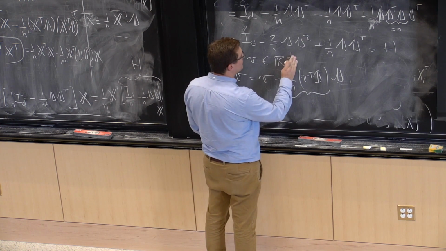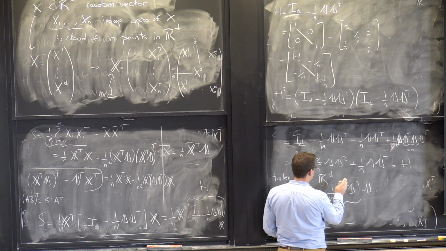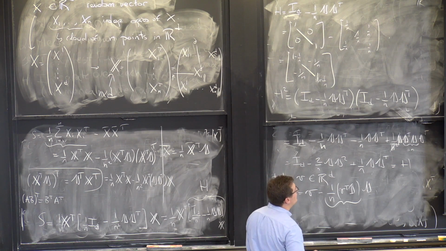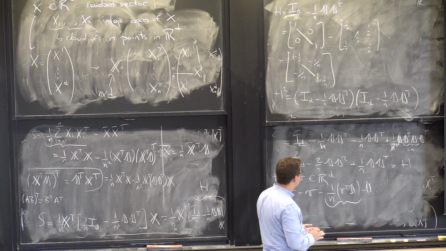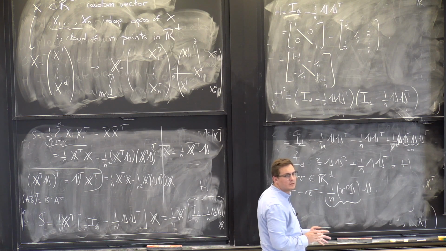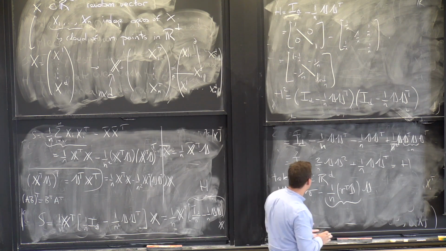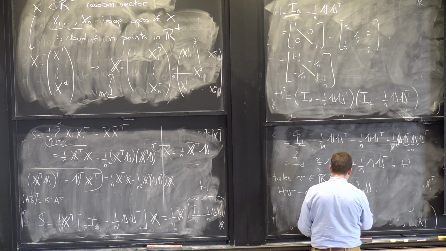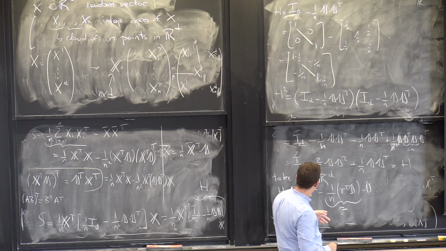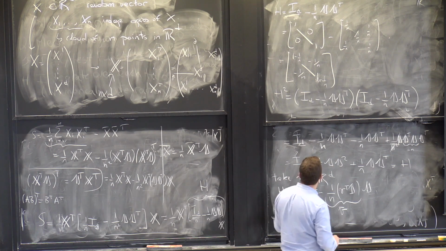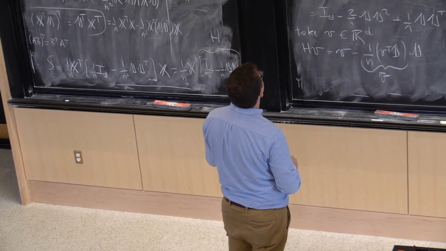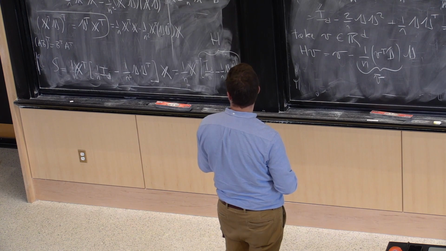Sorry, now v is in R^d, right? So why do I divide by n? So it's not really v bar, it's the sum of the v's divided by n. Oh yeah, okay, thank you. So everywhere I wrote h d, that was actually h n. Oh man, I wish I had a computer now.